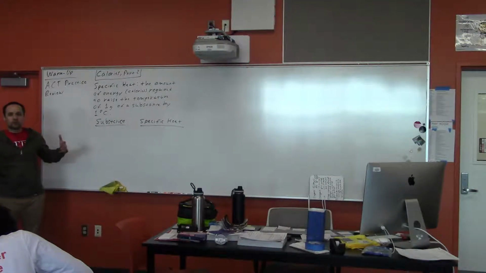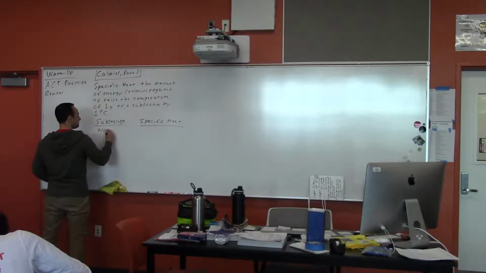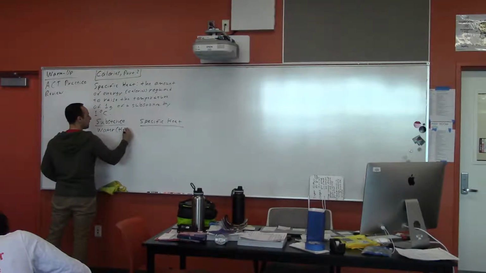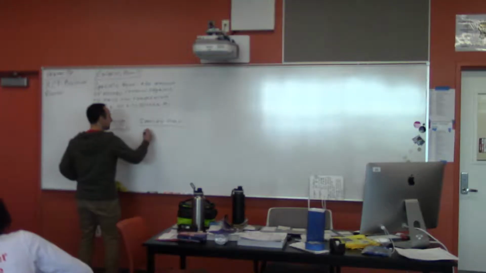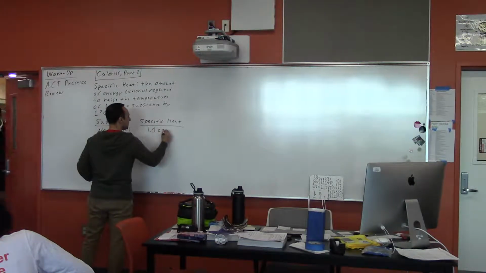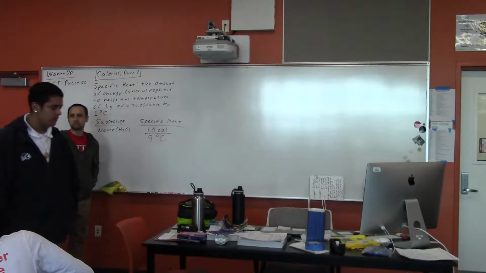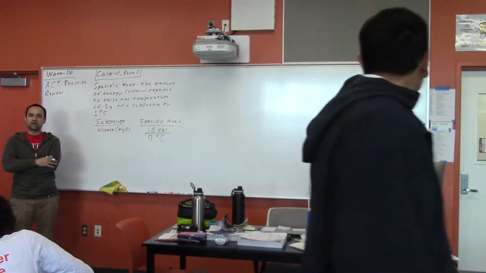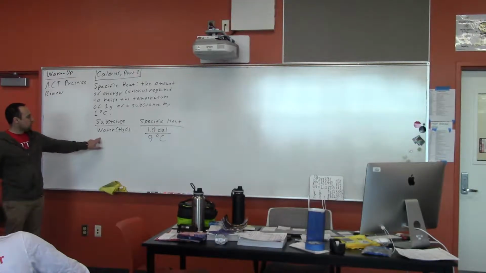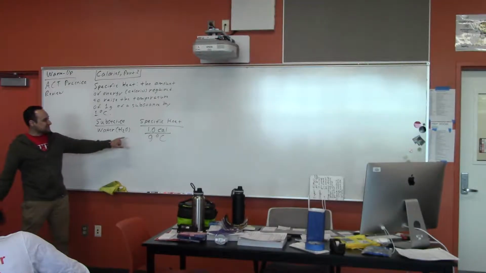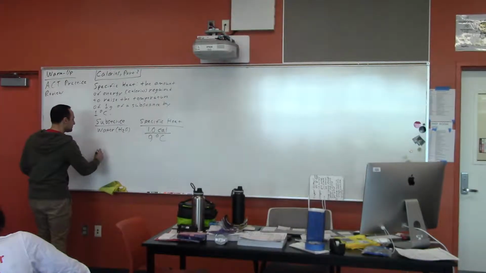Okay, so one of the substances with which we're most familiar is water. And of course, the chemical formula for water is H2O. And water has a specific heat of 1.0 calories per gram degree Celsius. That's water. And that's actually a pretty high specific heat. Okay, and we'll talk about that a little more in a second.